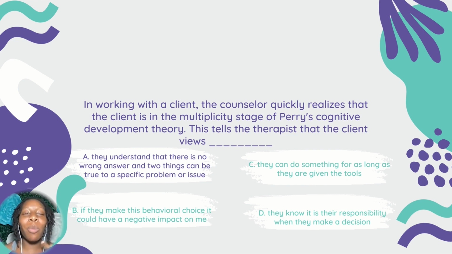And so when you're talking about what multiplicity means, it really means that everyone has an opinion and no opinion is equal. So there's no wrong answer. There's no right answer. I don't feel no ways. It's whatever. Everybody has an opinion and it is what it is. There's no certainty in anything.